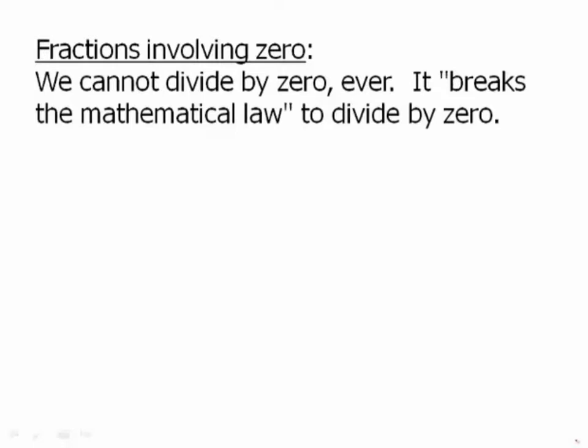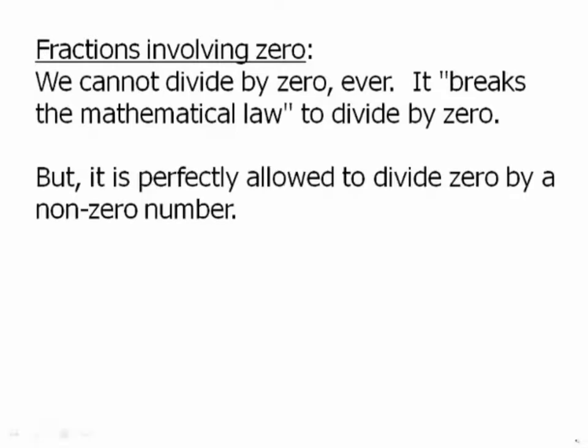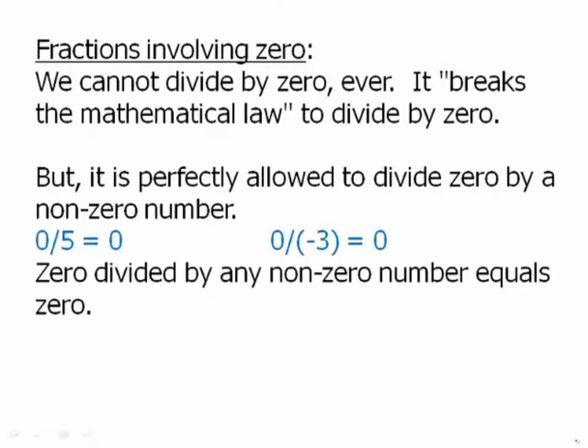Now, having said all that, it's perfectly allowable to divide 0 by a number. We can have 0 in a numerator. That's perfectly fine. 0 divided by 5 is 0. 0 divided by negative 3 equals 0. Those are 100% valid equations. We can write the equal sign. That is well within the realm of mathematics there. 0 divided by any non-zero number equals 0. Very important. 0 can never be in the denominator, but is perfectly fine in the numerator.